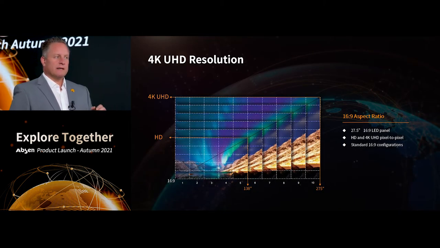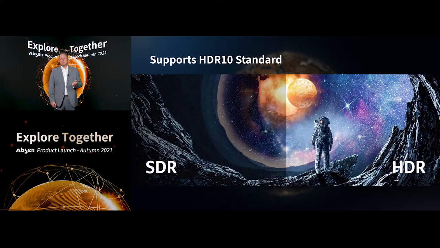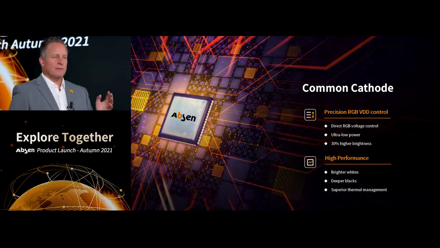This product comes again with a 16 by 9 aspect ratio, 27.5 inch diagonal. And you've already heard today that this diagonal gives you a lot of opportunities for standard sizes, going for HD resolution, 4K or even 8K. Speaking about 8K, but already 4K, we can also speak about the HDR feature. That also comes with the AX 1.5 Pro and the 1.2 Pro. The common cathode technology I just mentioned, together with the flip chip, is responsible for saving energy and raising brightness.